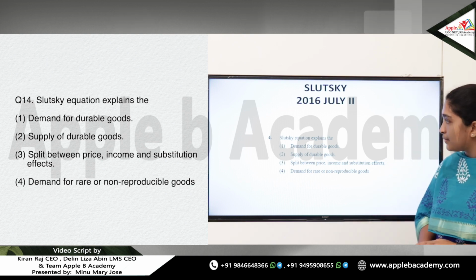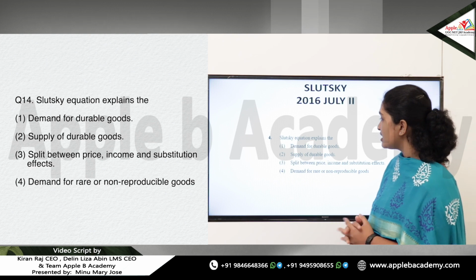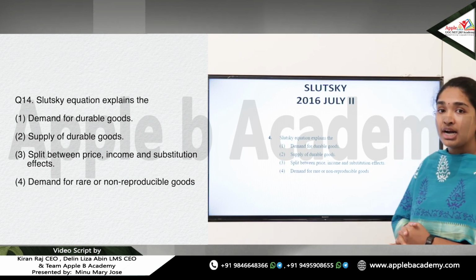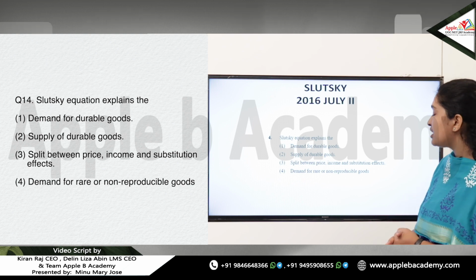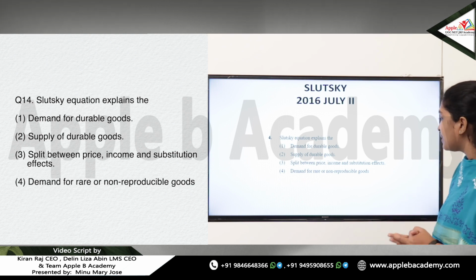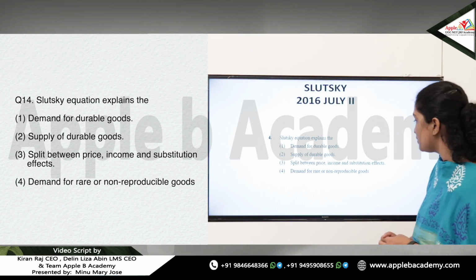Now this is a question from the 2016 July paper 2. The question is: the Slutsky equation explains option 1, demand for durable goods; option 2, supply of durable goods; option 3, a split between the price, income and substitution effects; and option 4, demand for rare and non-reproducible goods.